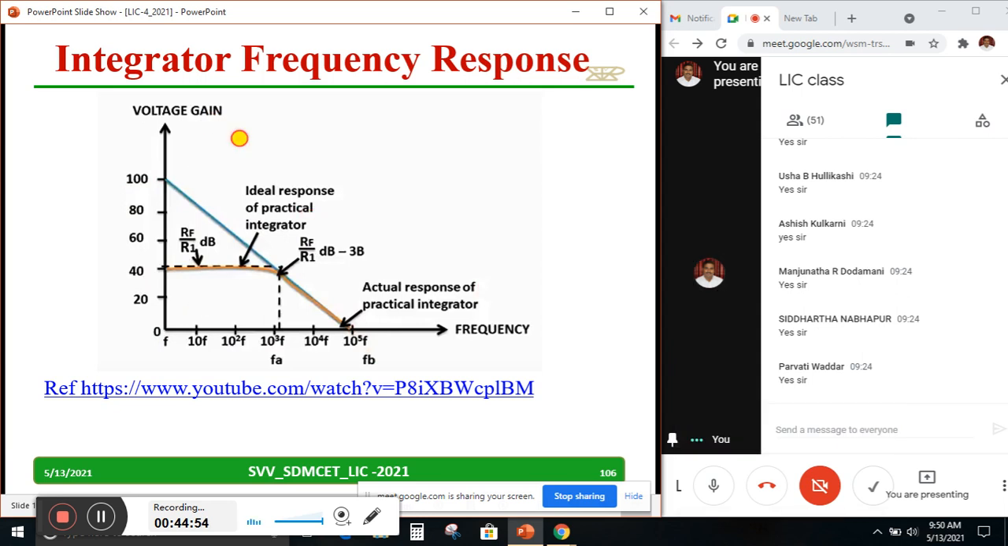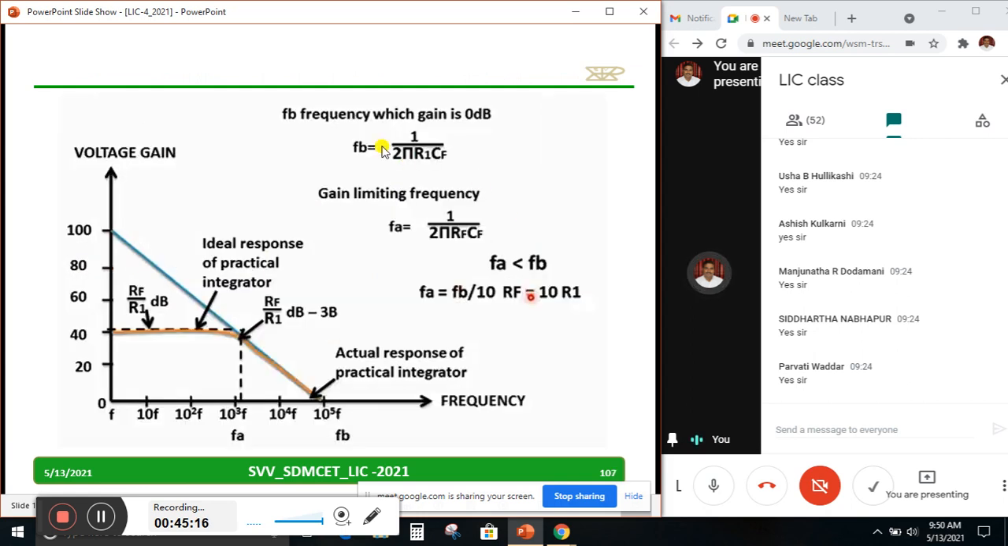If you want a detailed video, even the reference I have given, from where I have copied, detail about FA and FB. This portion, actual response of a practical integrator you will get here, and ideal response of a practical integrator. This is what we need. And similarly, equations are there for FA and FB. Directly they are given in the book. You people can just remember based on the R1, CF and RF value, you will get FA and FB.